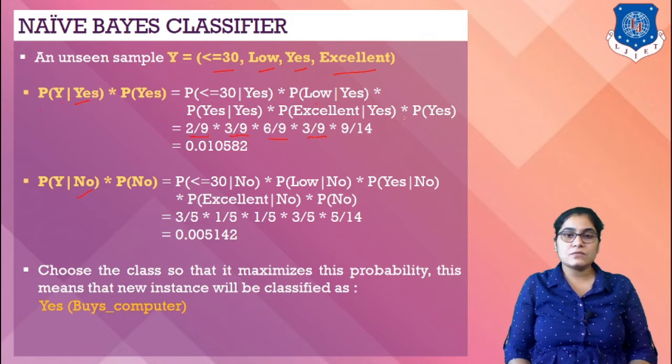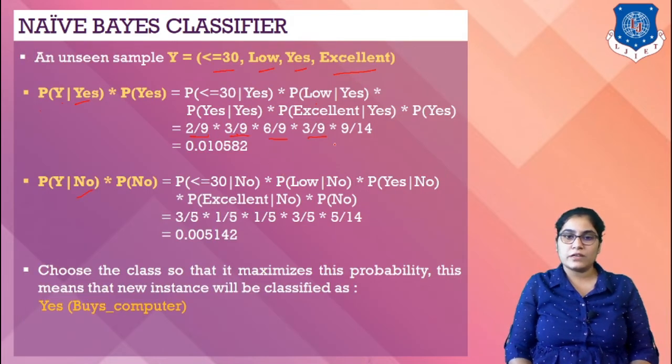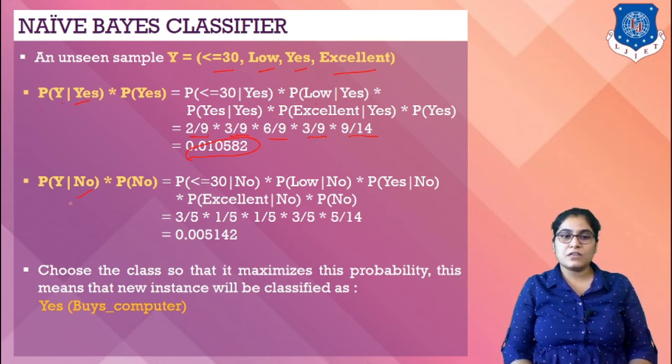And at last, we are considering the probability of yes, that is 9 by 14. So here we are taking 9 by 14. So the final answer is 0.010582. Now we calculate the same thing for the probability of class label no.